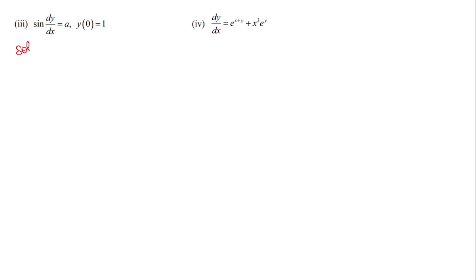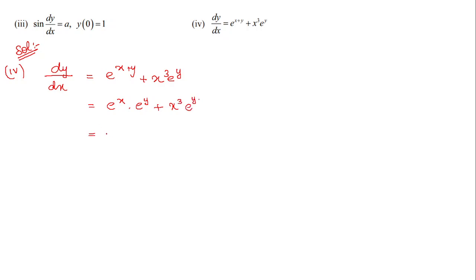Next, fourth subdivision. So we are given that dy by dx is equal to e power x plus y plus x cube into e power y. Yes. So e power x plus y, what format is this in? a power m plus n. So a power m plus n can be written as a power m into a power n, right? So we will get e power x into e power y plus x cube into e power y.